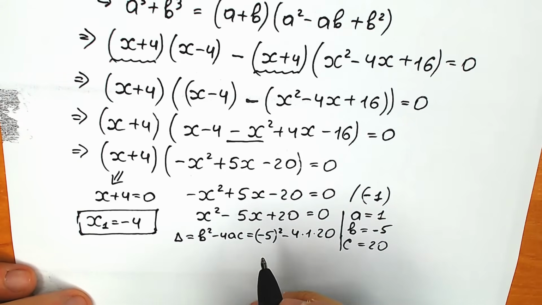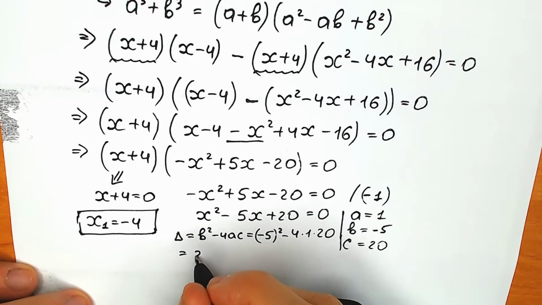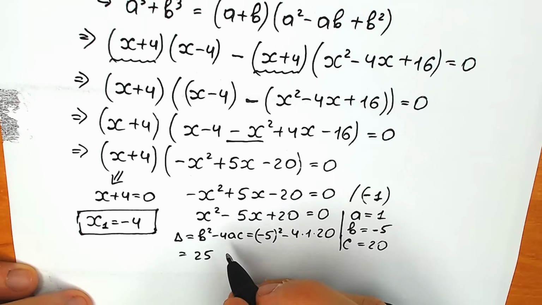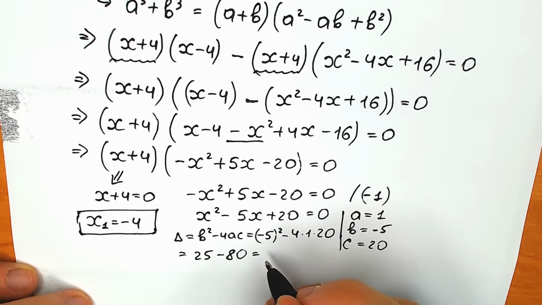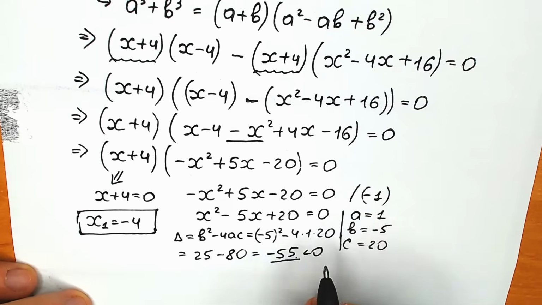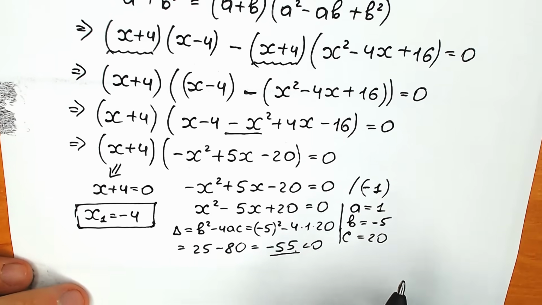Okay, so our discriminant is equal to, what do we have? We have 25 minus 80. So we have 25 minus 80, and as a result our discriminant is equal to minus 55. So our discriminant is negative, so it means that in this branch we will have two complex roots.